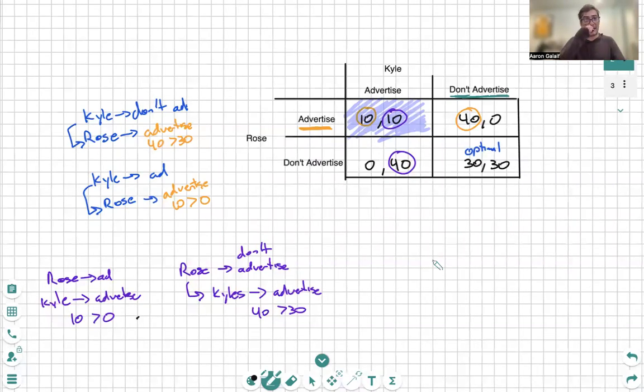And that is it. That is how you solve a prisoner's dilemma. This happens all the time within the economy when it comes to advertising between two firms in competition.